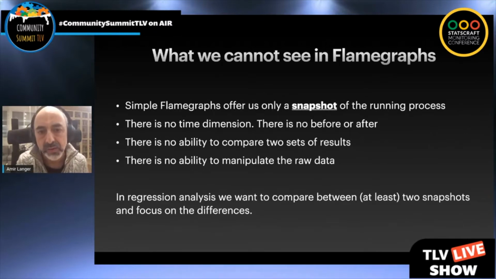We also cannot manipulate the raw data because what we have is the SVG file. The raw data is not there anymore. When we try to do regression analysis, the most important thing for us is the comparison between 2 snapshots. So either 2 points in time or 2 different instances of the same service. And with simple flame graphs, there is no way to do this regression analysis.